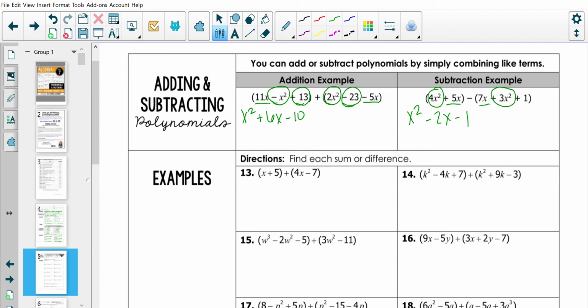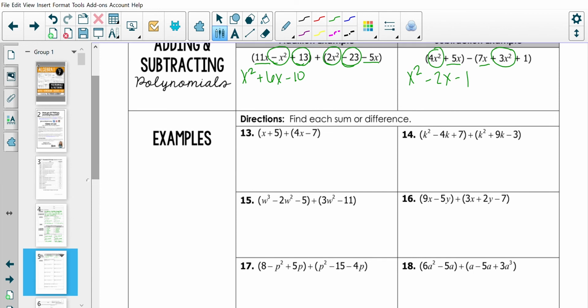Okay, number 13. What am I going to do first? My x's. And what do you get? And then when you combine your constants, you get negative 2. Okay, 14. Your first term is 2k squared. So 2k squared plus 5k plus 4. Okay, try number 15 on your own.